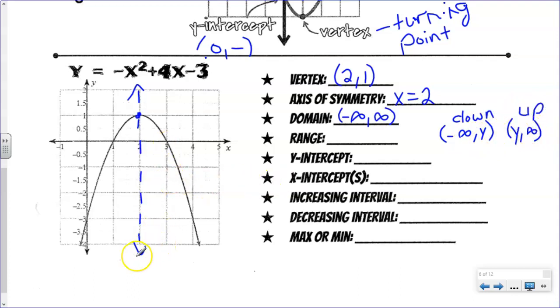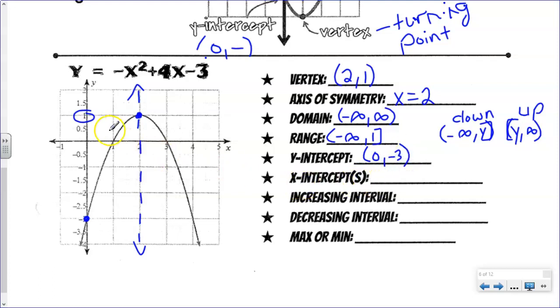So this one opens down. Because how do we read a graph? Bottom to top. So how tall does this go? From negative infinity up to this value at 1. So you're going to go from negative infinity to 1, and that's going to be a bracket, because it is included in that graph for our range. So negative infinity to 1. There we go. Our y-intercept here is 0, negative 3.